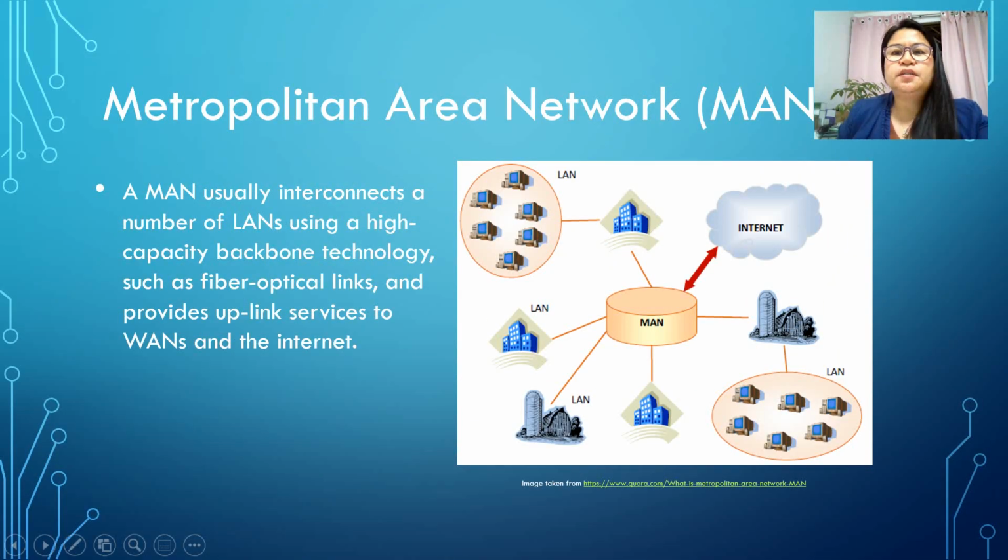Next, we have the MAN, or the Metropolitan Area Network. A MAN usually interconnects multiple LANs. It extends over the city, and the connectivity range is up to 30 to 40 kilometers.